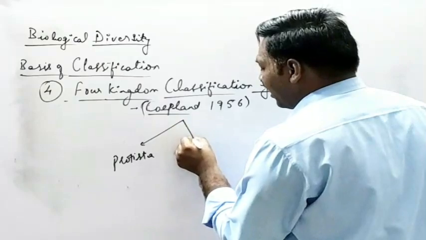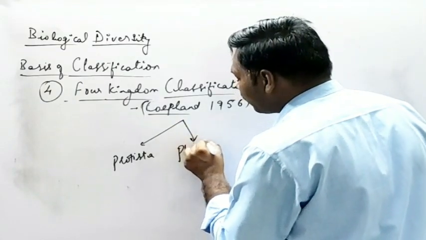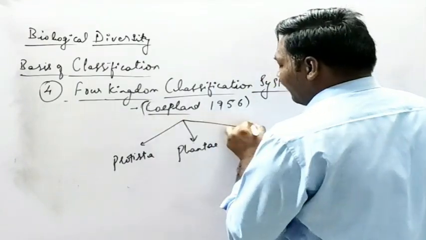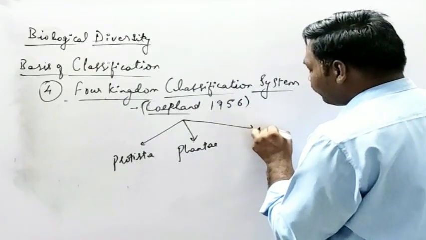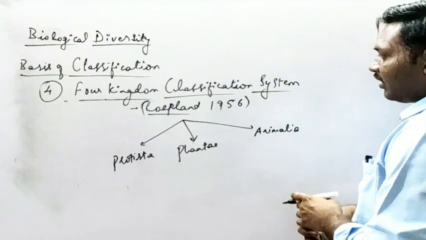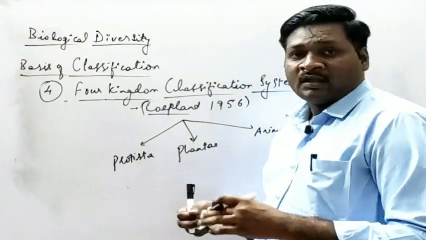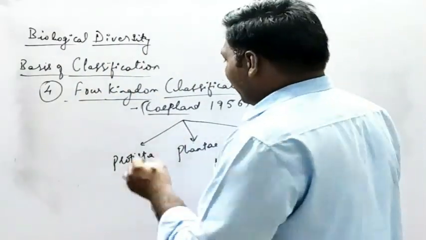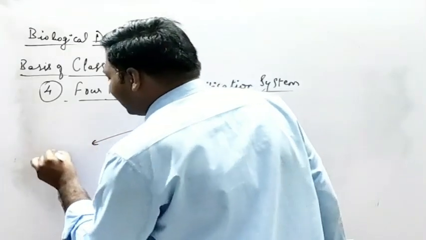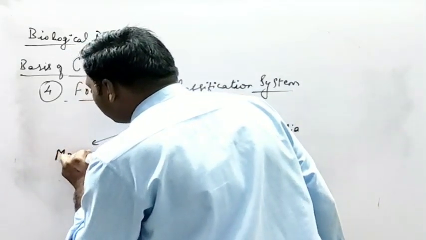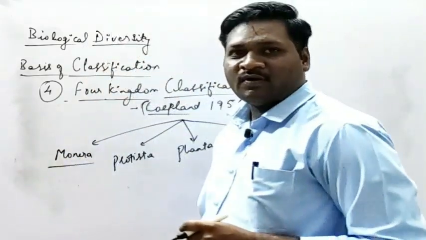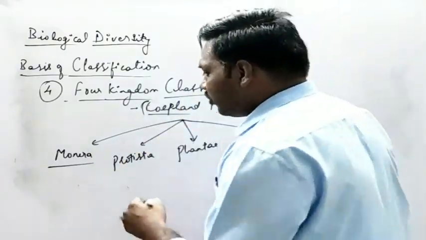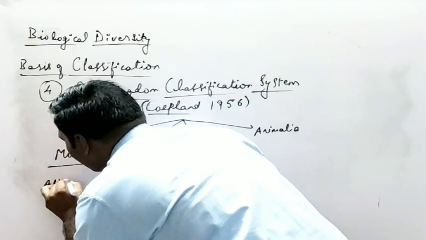Then we had the Plantae, which include all unicellular and multicellular plants. Then we were having the kingdom Animalia. Now here Copeland differentiated the prokaryotes from the eukaryotes. So he put all the prokaryotes into a single kingdom called kingdom Monera. Okay, so kingdom Monera was the one in which there was addition of all the prokaryotic cells. So here you can write all prokaryotes.